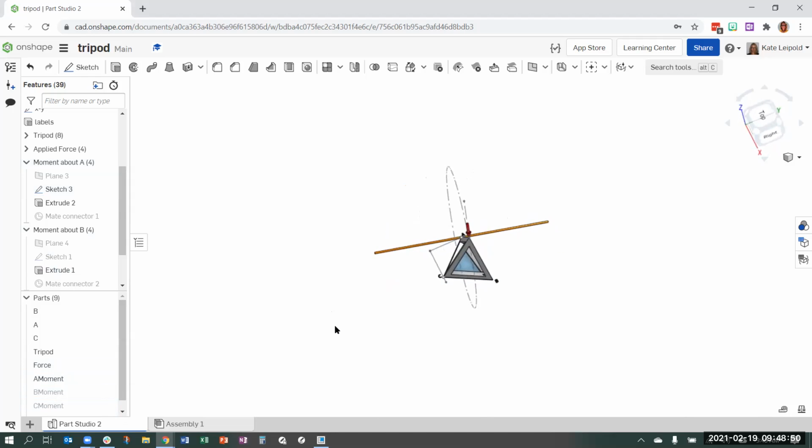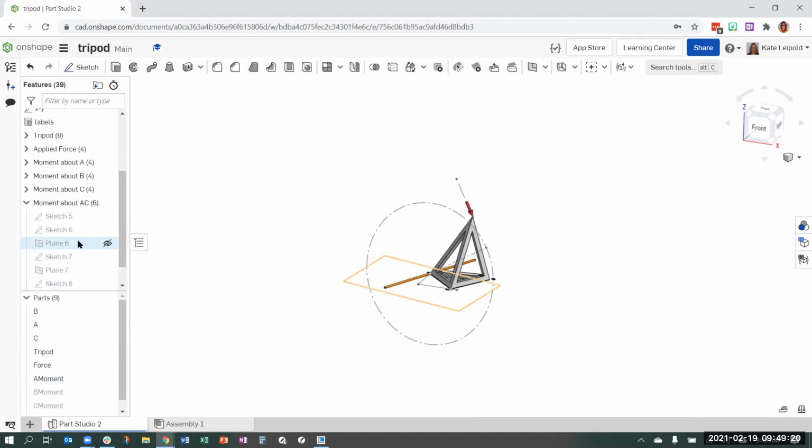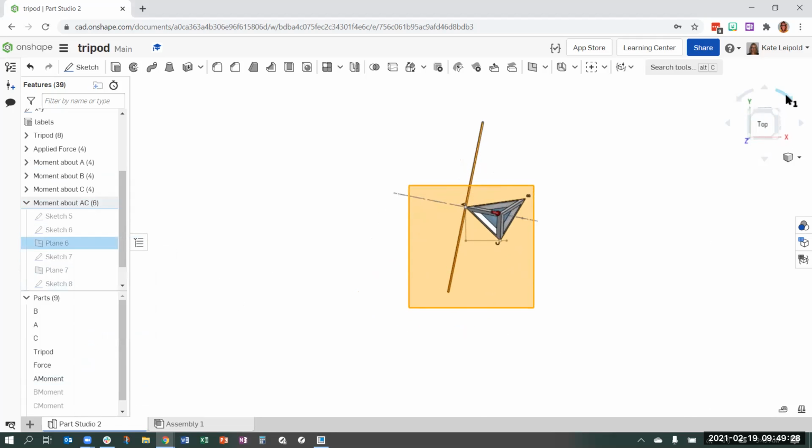Now, the other part of the question isn't just what is the moment about A. So this is showing my axis and my moment about A, but also what is the moment about an axis, not a point, but about an axis. So here is my moment about AC. And in this image, let's view normal to this image. Here, this plane includes the moment and the axis. Let's move this around a little bit.